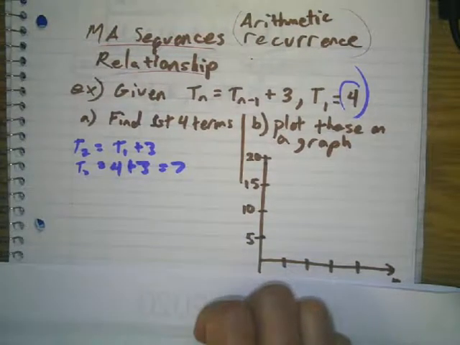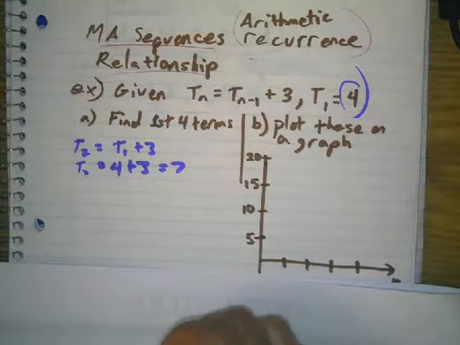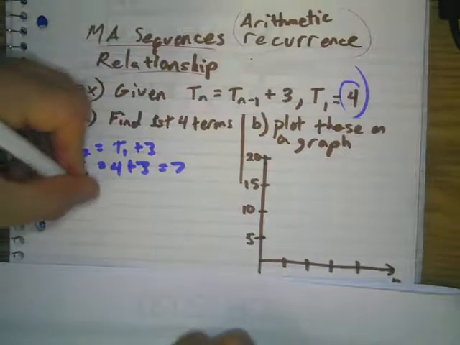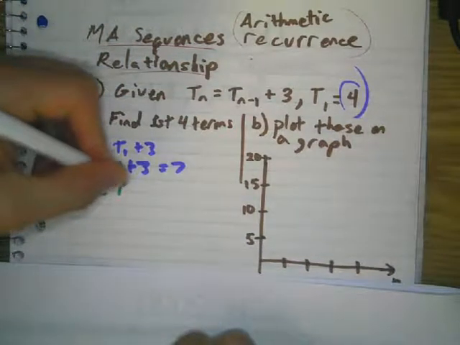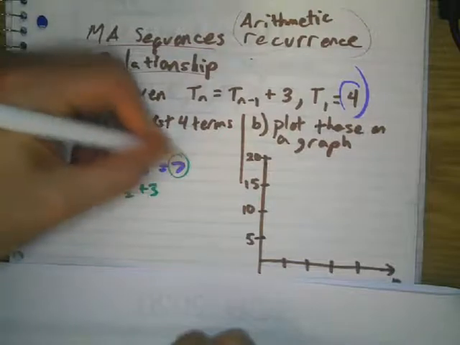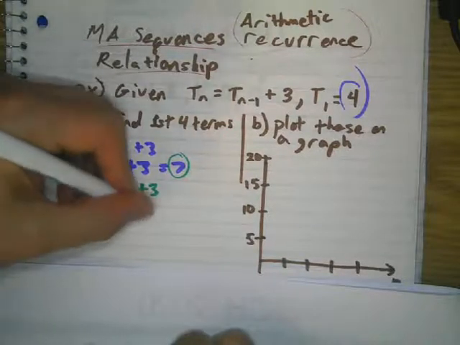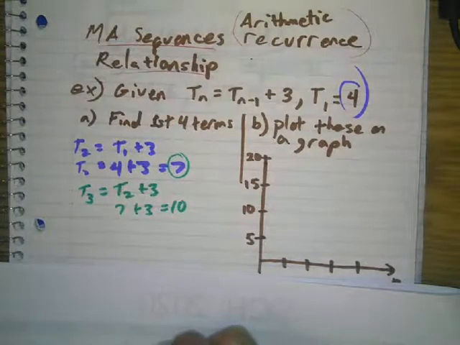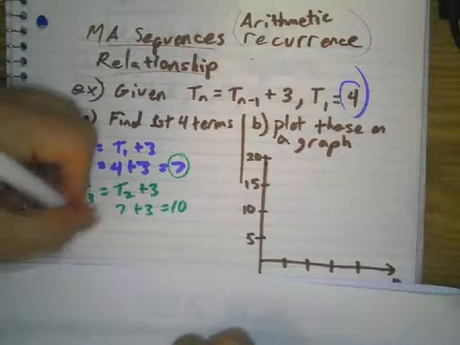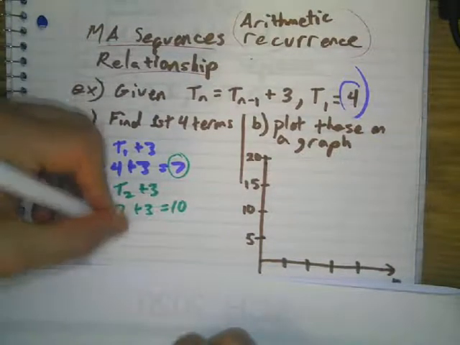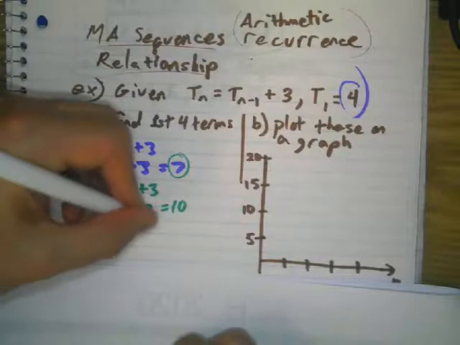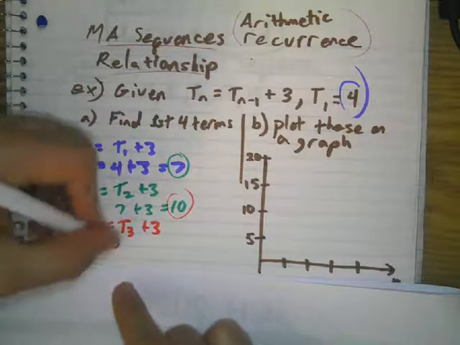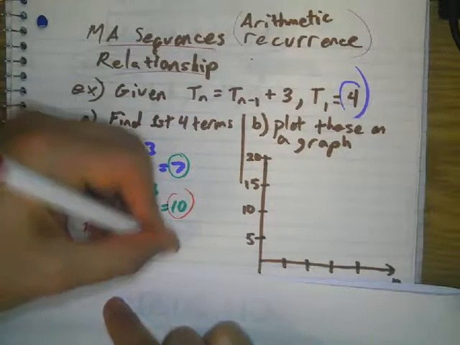Now the third term, t sub 3, is equal to t sub 2 plus 3, right? And t sub 2 is 7, so 7 plus 3 is equal to 10. All right, let's do the next one. T sub 4 is equal to t sub 3 plus 3, right? We're following this equation. So t sub 3 is 10, right? 10 plus 3 equals 13.